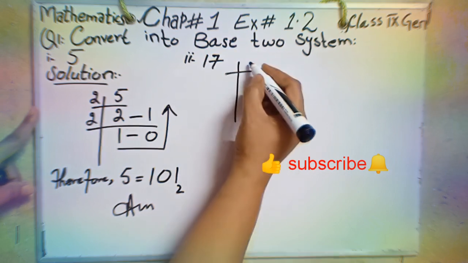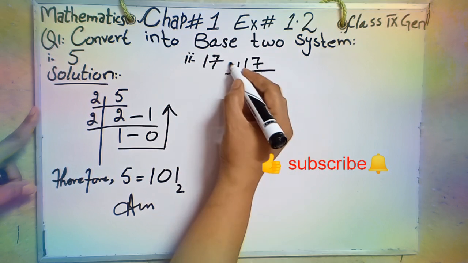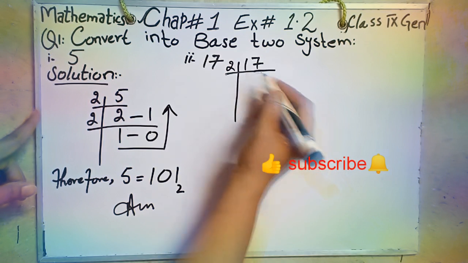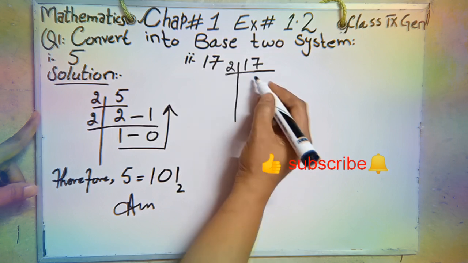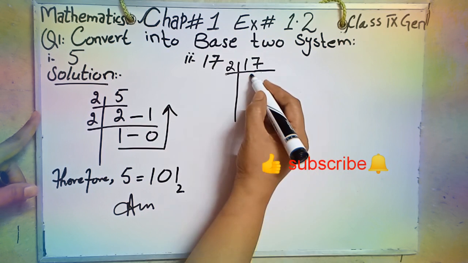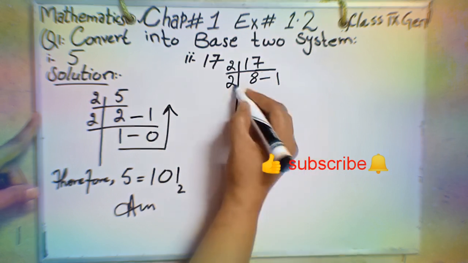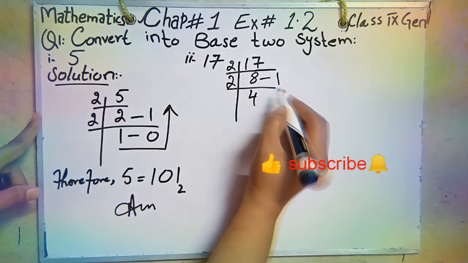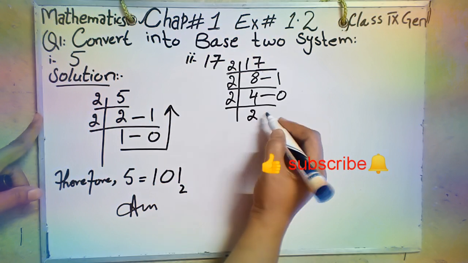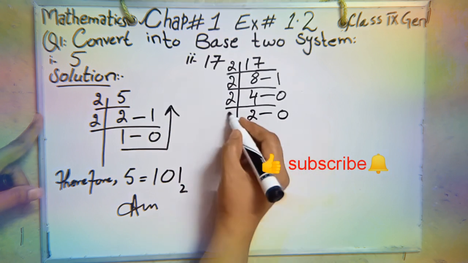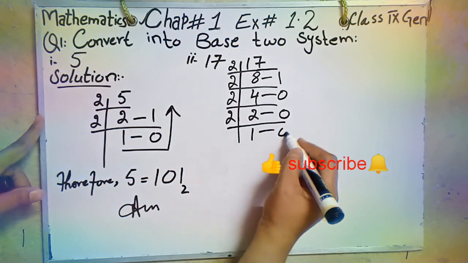17, convert into base 2 system. Same method. 2 eights are 16, 2 nines are 18. So 18 is a bigger number. 2 eights are 16, 1 is left. 2 fours are 8, 0 is left. 2 twos are 4, 0 is left. 2 ones are 2, 0 is left.